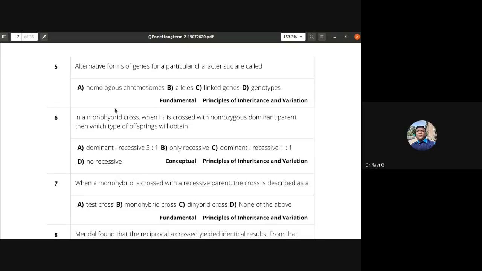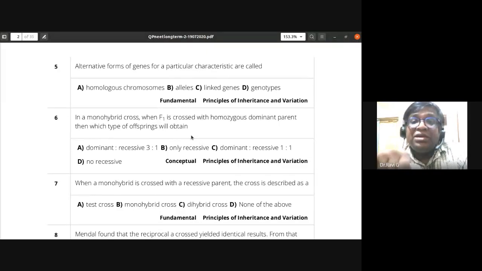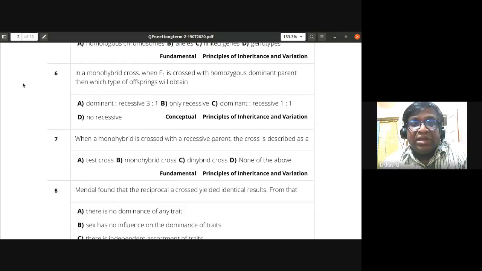Sixth one, in a monohybrid cross, when F1 is crossed with a homozygous dominant parent, which of the offspring will we obtain? You have to remember, in a monohybrid cross, F1 will be, let us just assume it is tall. So F1 would be capital T, small t. It is crossed with a homozygous dominant parent. The dominant parent is capital T, capital T. So what are the possibilities? 100% they would be tall. So all the offspring will be tall.